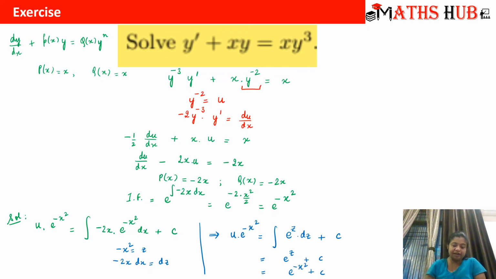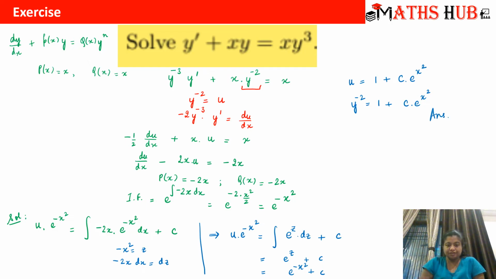So finally, let us substitute and divide by e to the power minus x square. So we get u is equal to 1 plus c into e to the power x square, right? We are dividing by e to the power minus x square. Now, substitute back the value of u. So u was y to the power minus 2. So y to the power minus 2 is 1 plus c into e to the power x square. Right? So that becomes our final answer.